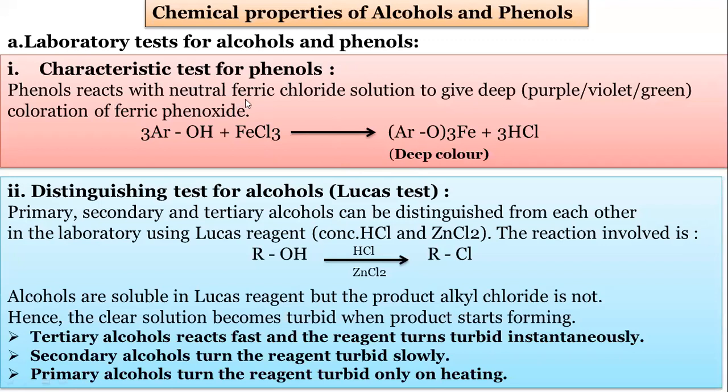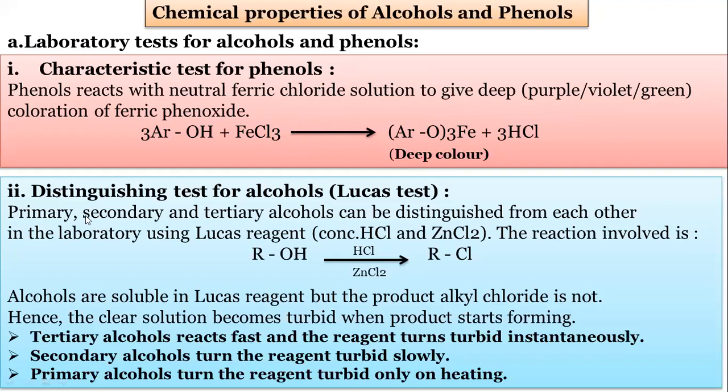Phenols react with neutral ferric chloride, FeCl3. It gives a deep color, which may be purple, violet, or green, due to ferric phenoxide. This test is given only by phenols and not by alcohols, so we can easily identify alcohols and phenols. Phenols generally give violet and green color. This is ferric phenoxide, (ArO)3Fe. Remember.